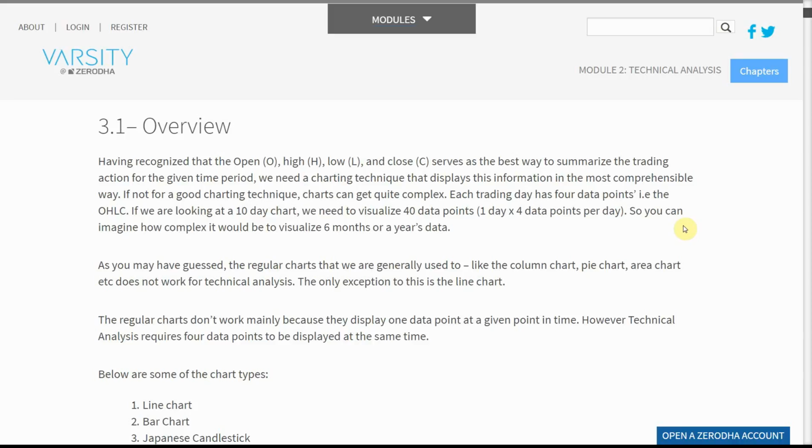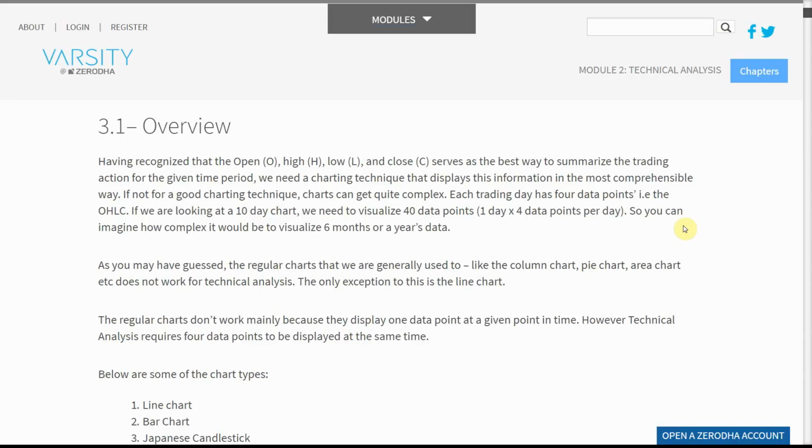Each trading day has 4 data points, i.e. the OHLC. If we are looking at a 10-day chart, we need to visualize 40 data points, 1 day x 4 data points per day. So you can imagine how complex it would be to visualize 6 months or a year's data. As you may have guessed, the regular charts that we are generally used to, like the column chart, pie chart, area chart, etc., do not work for technical analysis. The only exception to this is the line chart.